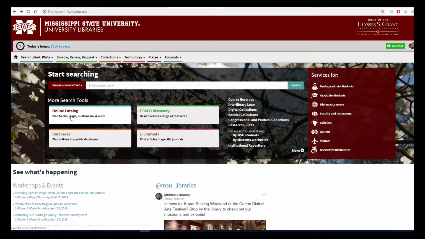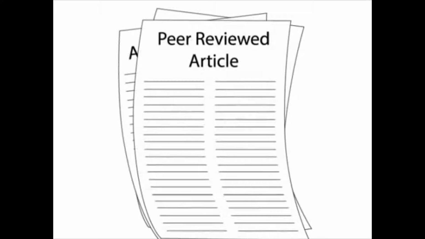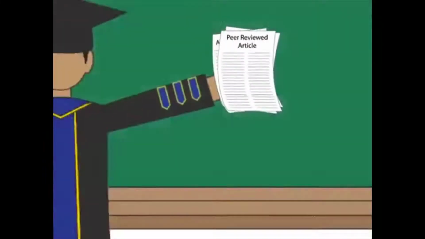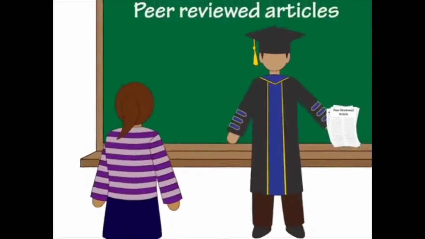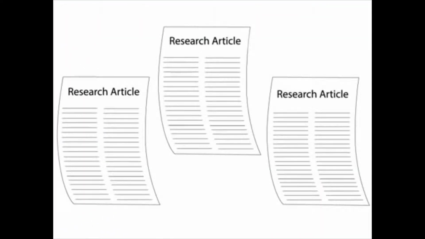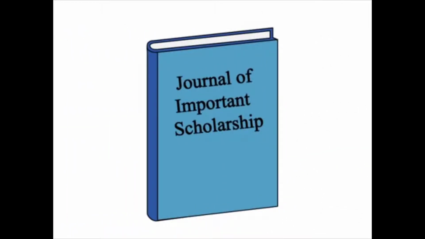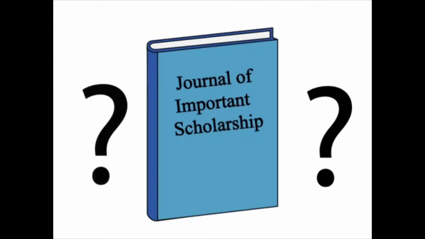The next thing I'm going to look at is a different phrase called peer-reviewed. Scholarly articles, academic articles, peer-reviewed articles. You may have heard these terms used by your professor, but what do they mean? Essentially, these are all different ways of describing the same thing, research articles that have been published in scholarly journals. But what is a research article, and how does it get published in a scholarly journal?